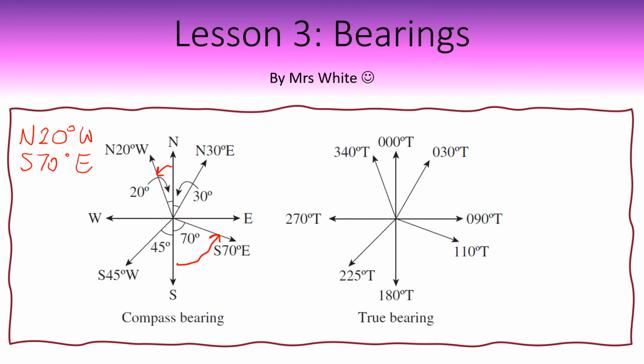Now a true bearing, it's always got three numbers, 1, 2, 3, and it starts at north. So it starts at 0 north and it goes around. The first one, 030, has moved 30 degrees from north. 090 has moved 90 degrees from north. 110 is 110 degrees from north. 180 is obviously 180. 225 is 225 degrees from north. 270 is 270 degrees from north. 340 is 340 degrees from north. So it's always from north around clockwise.